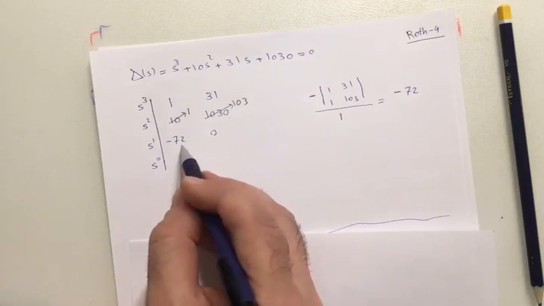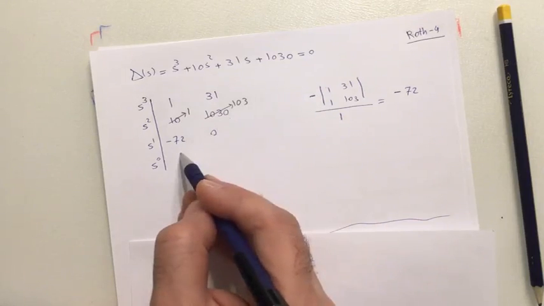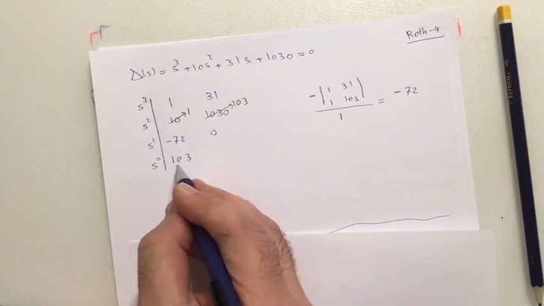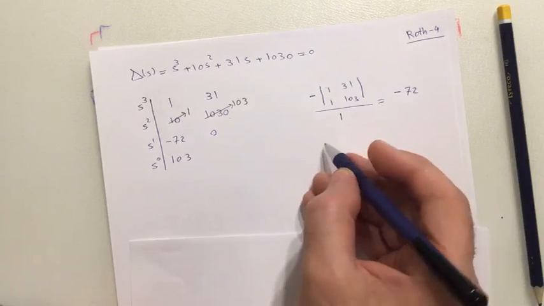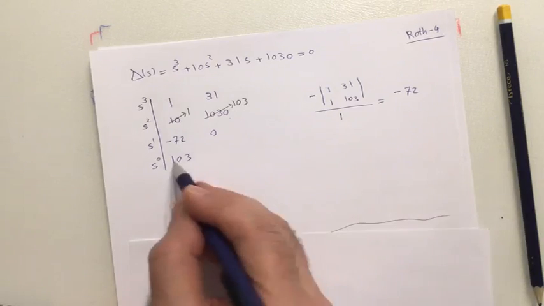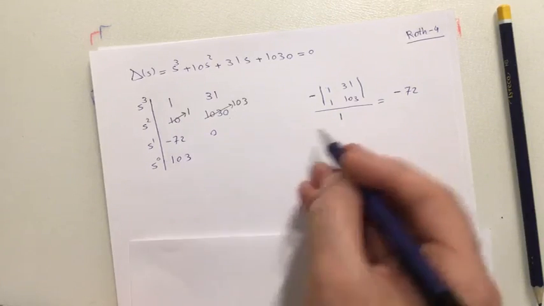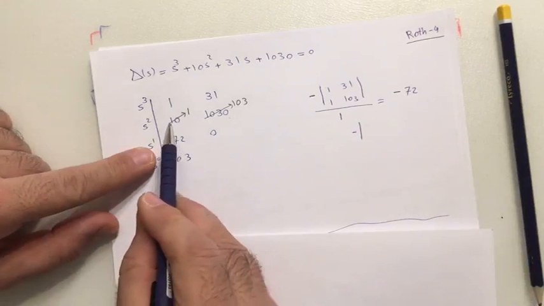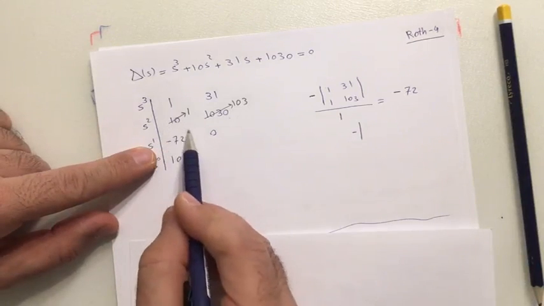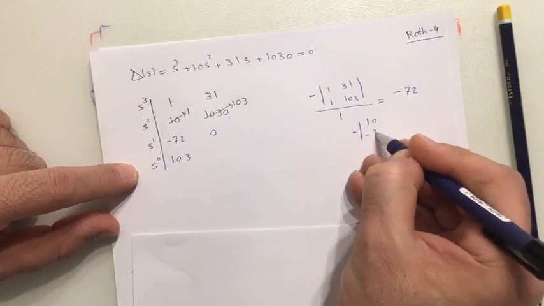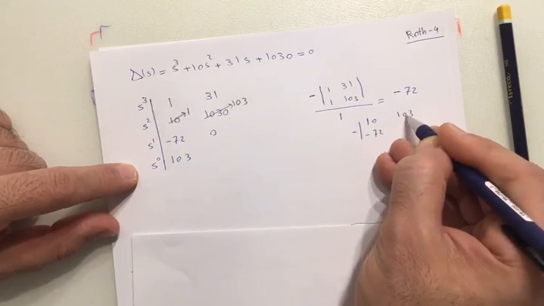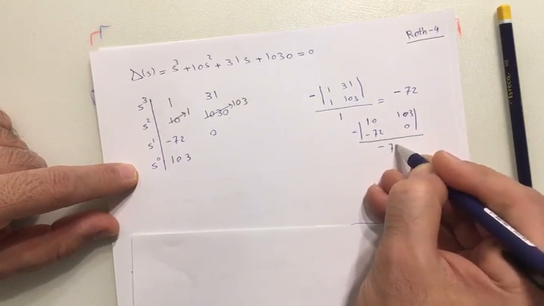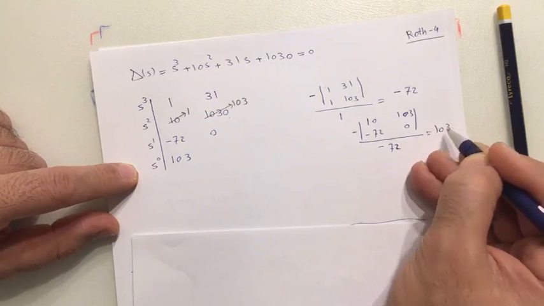When you have a 0 here, that element comes down. What we have here is 103. You can write it out, but it's not difficult to prove. If I want to prove that this one is 103, it would be the determinant of the column on top of this element, the first column, 10 and minus 72, and then 103 and 0, divided by minus 72. If you calculate that, you will see that it is actually 103.